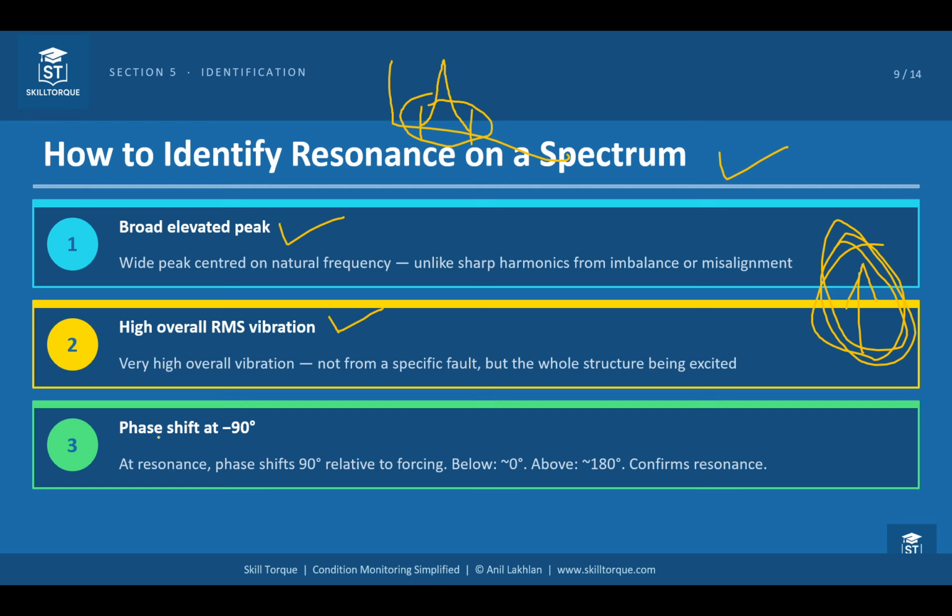And what is the third thing? The third thing is the phase behavior. It's a more advanced indicator, but it's very important to know about this also. At resonance, the phase of the vibration shifts by 90 degrees relative to the forcing frequency, right?